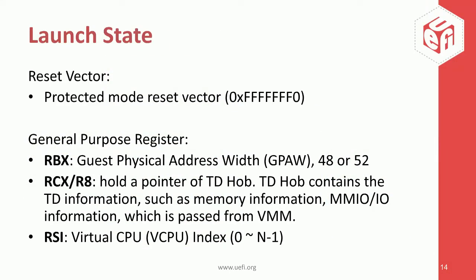A TD starts from the protected mode reset vector. The address is the same as the traditional one, it's 0xFFFFFFF0. The initial state of the general purpose registers has some special meaning. For example, the EBX holds the guest physical address width, GPAW. It could be 48-bit or 52-bit. If the GPAW is 48-bit, then the guest should use 4-level paging, while if the GPAW is 52-bit, then the guest should use 5-level paging.